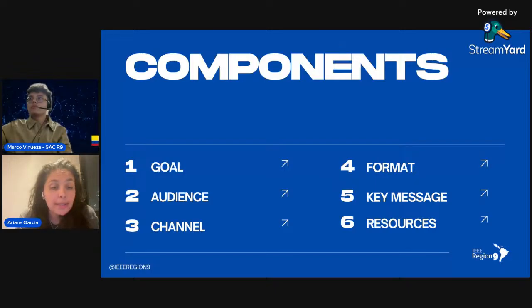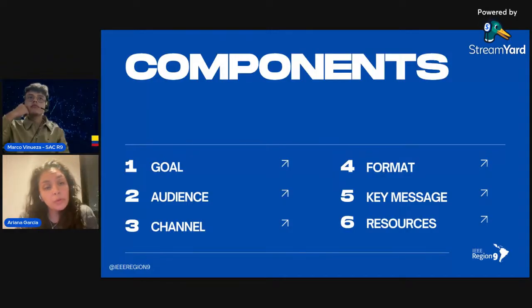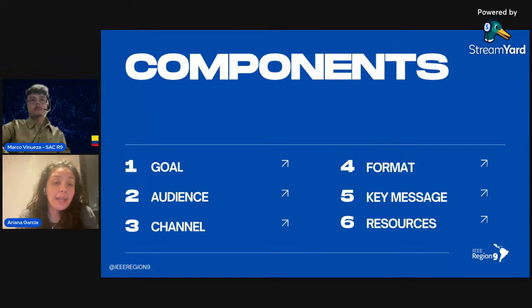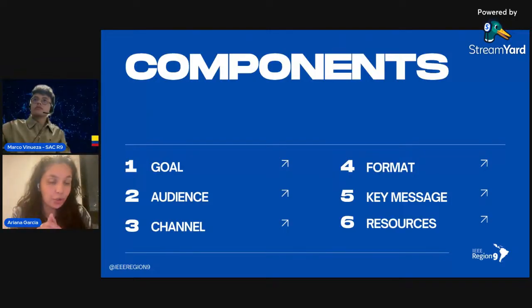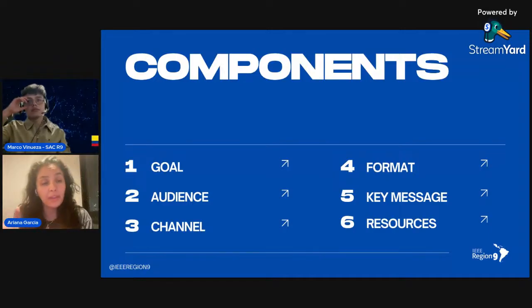What I mean by goal is, what's the objective of what we are sharing? What is it that we want people to do once we share something? If we organize an event, and we want people to go to that event, then our goal is to get people into the event. But do we want anyone to go to the event? It's an AI workshop, an AI talk.